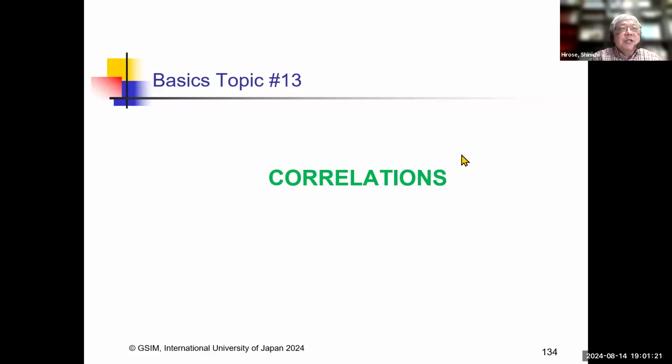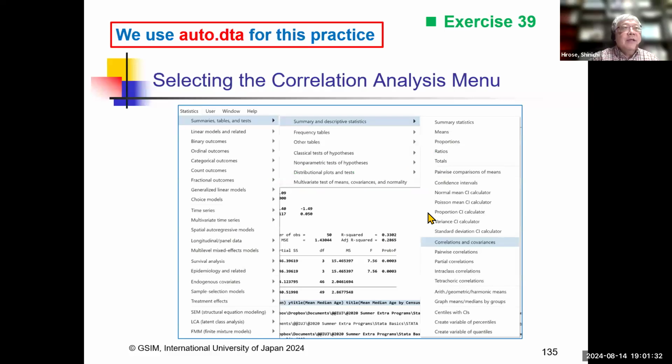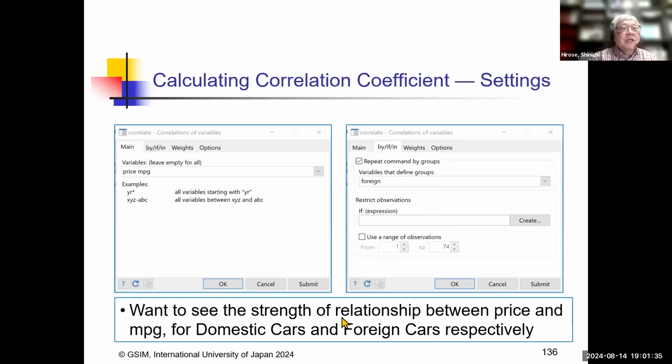So, correlations. It measures the strength of relationship among several different variables. In our exercise, we want to see the strength of relationship between price and miles per gallon. We want to check whether the higher the price, the better the miles per gallon, or vice versa, the higher the price, the worse the miles per gallon. We don't know. On top of that, we want to measure the correlation for domestic cars and foreign cars separately.